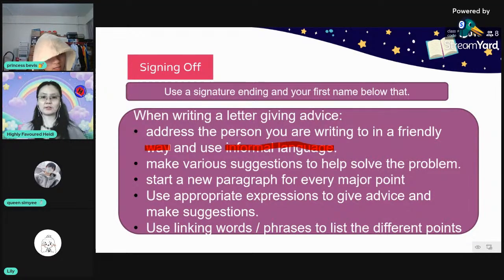So make various suggestions. Then start a new paragraph. Paragraphing is under organization, and use appropriate expressions. Of course, this one will be under language. The appropriate expressions, I already informed you, are some of the ways you can give an opening, a closing, and give suggestions. Then use linking words and phrases to list the different points. Remember this part: use but, and, so, as, that's it. Don't use the formal level.